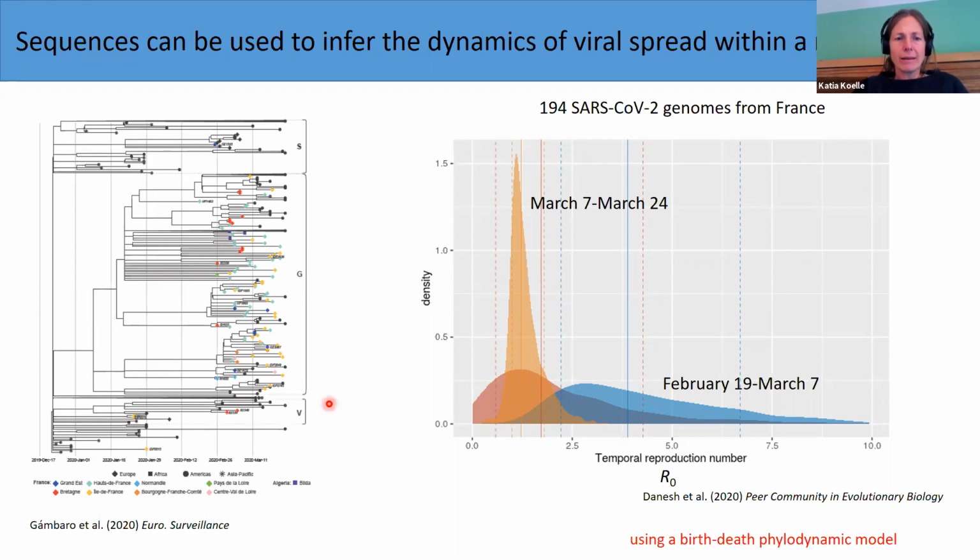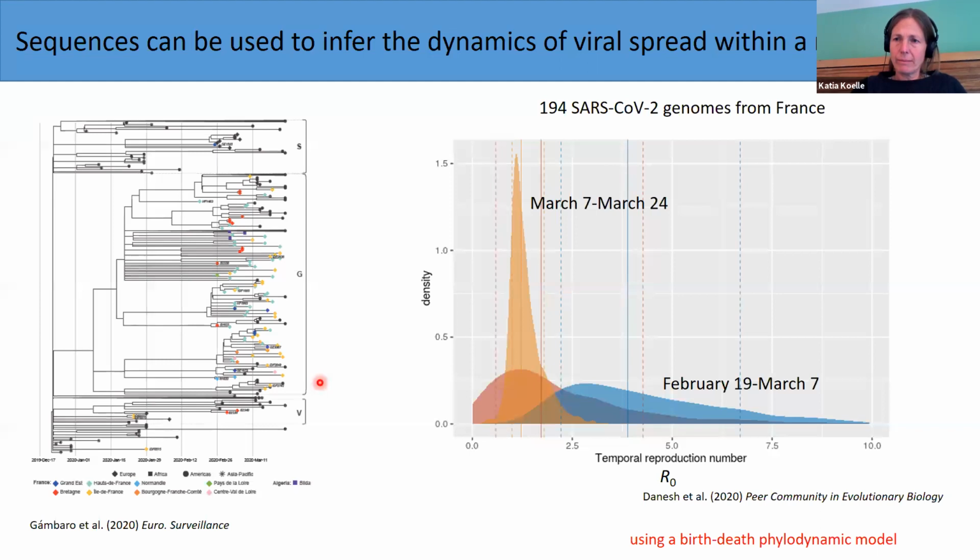This is an example actually from Samuel's group, where they've used some of the birth-death phylodynamic inference methods that have been developed by Tanja Stadler and colleagues on data from France. And what they did here for SARS-CoV-2 is that they estimated the R0, or the basic reproduction number, during certain time periods in France. So you can see here, higher R0 before the lockdown or the quarantine, followed by a lower R0 following that, and those estimates were based on viral sequence data from France. So that's using a birth-death phylodynamic model.